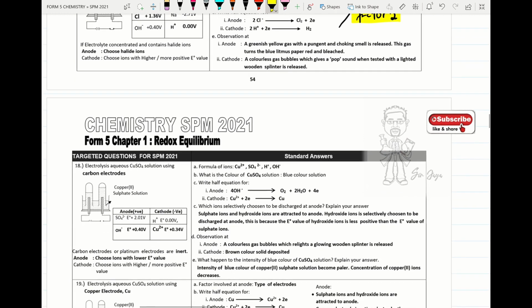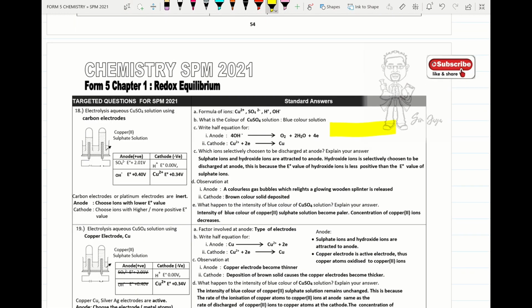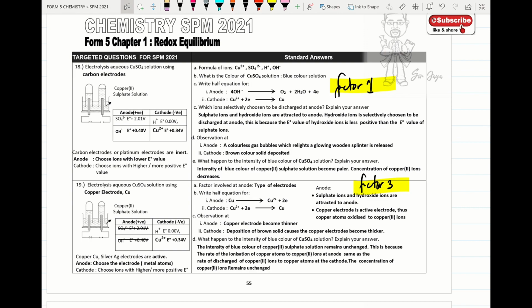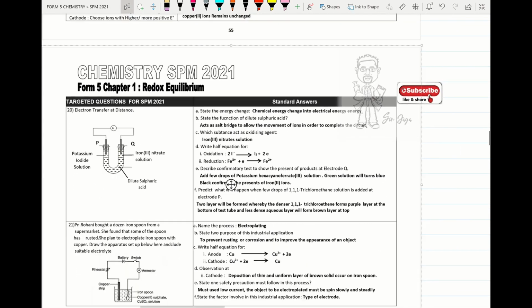Our next one, factor 1. So this will be factor 1. All right, factor 1 versus factor 3. So this will be factor 3, which I already discussed in the previous video also. Please go through all this. All right, so we move on to the next question.